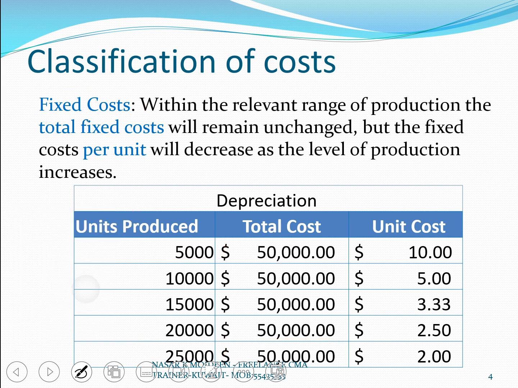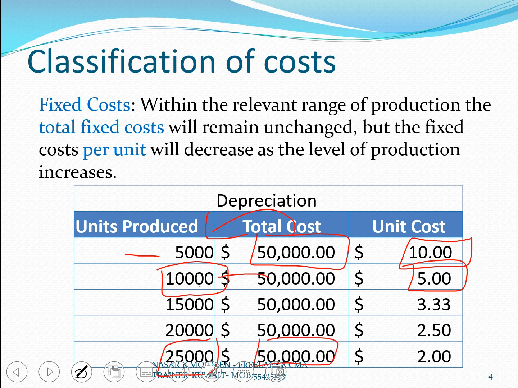But you can see here, when I produce 5,000 units and I spend $50,000, that means every unit is getting $10 of this fixed cost, right? This 50,000 I am dividing by this 5,000. So when I produce 10,000 units, then 50,000 divided by 10,000, it is $5 per unit. So when I produce 25,000 units and paid $50,000, that means per unit I am spending only $2.